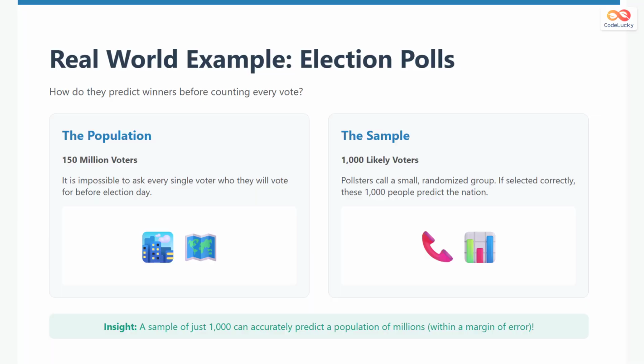Let's look at election polls. The population is over 150 million voters. It is impossible to ask them all before the election. Instead, pollsters survey a sample of around 1,000 likely voters. Remarkably, if the sample is random and representative, that small group can accurately predict the winner.